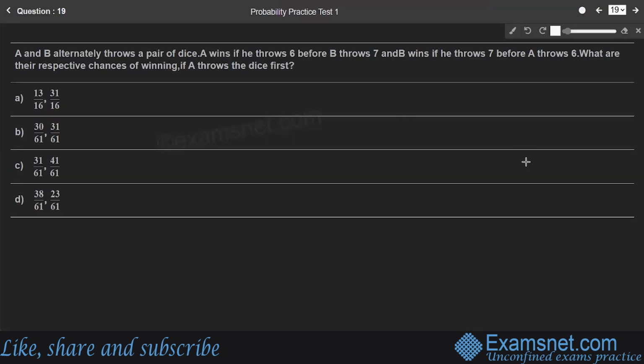Question number 19. A and B alternately throw a pair of dice. A wins if he throws 6 before B throws 7, and B wins if he throws 7 before A throws 6. What are their respective chances of winning if A throws the dice first? So here, we'll consider the case of person A and B.